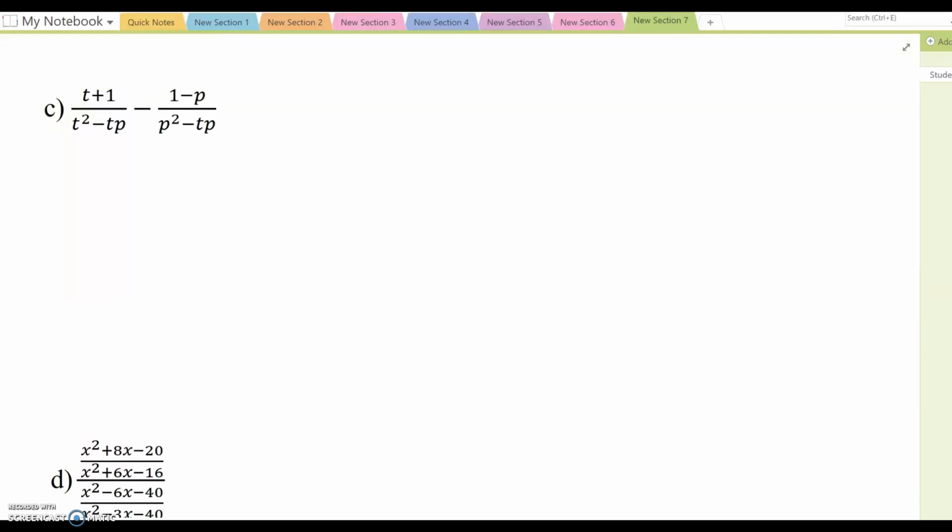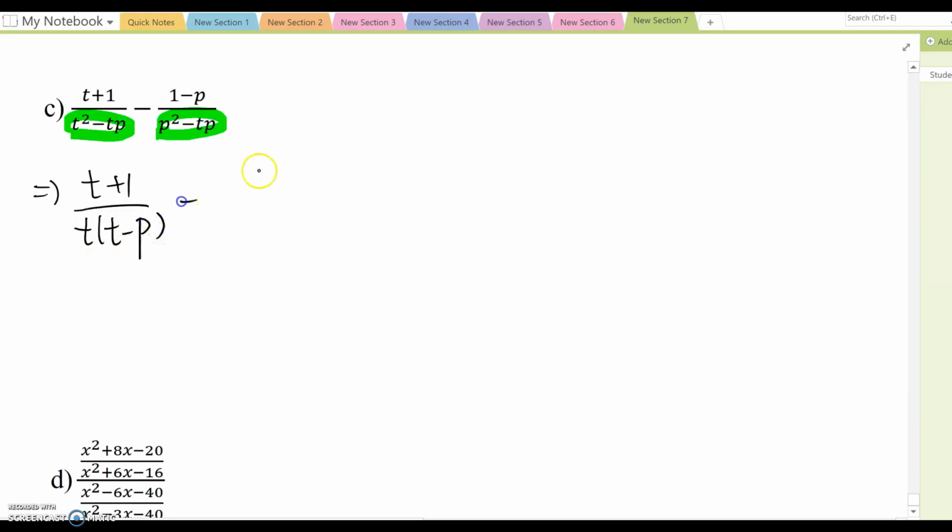So same thing, you need to factor the denominators so that you can find the common denominator. So this becomes (t plus 1) over t(t minus p), minus (1 minus p) over p(p minus t). Okay. Now, please look carefully. The first has t minus p. The second has p minus t. So they are exactly the same factor, but opposite.